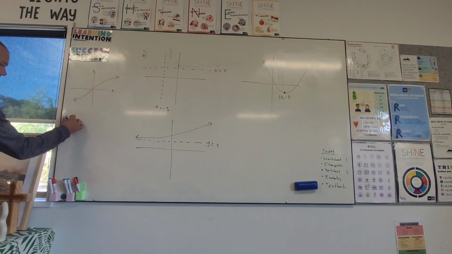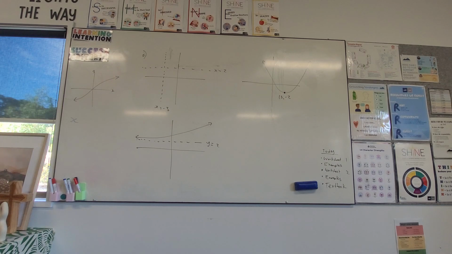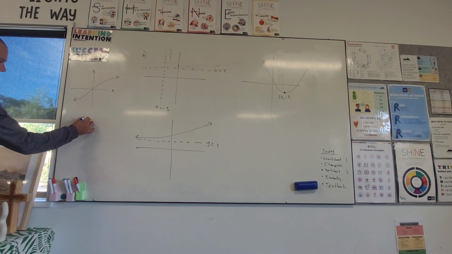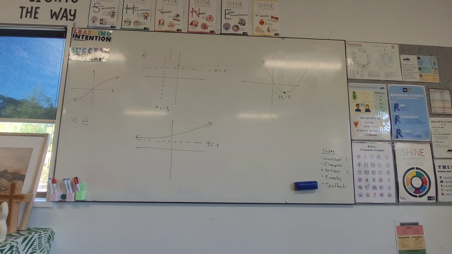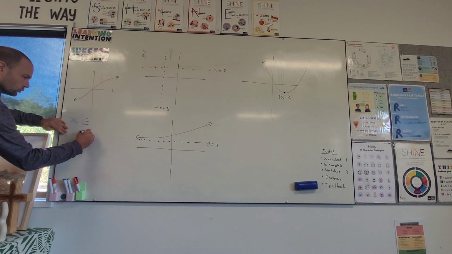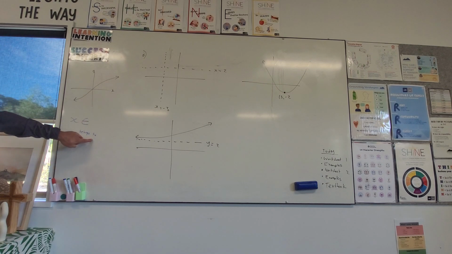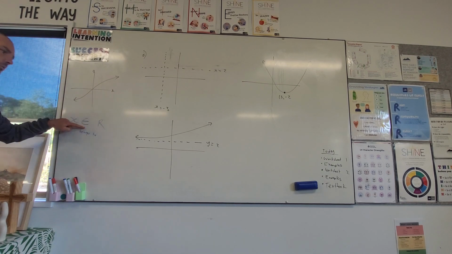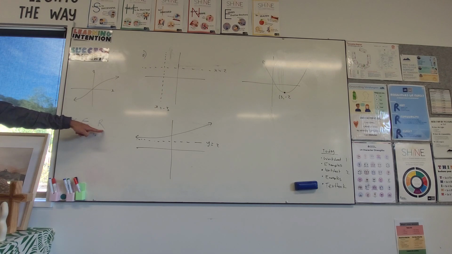The domain is represented by the variable x, and what we write is x, and then we do an epsilon, which is like a capital E, but it has a curve instead. That's a Greek letter. And this means belongs to. Okay, that's what it technically means. And so all we're going to say is x belongs to the set of all real numbers. That means any number from minus infinity to positive infinity.